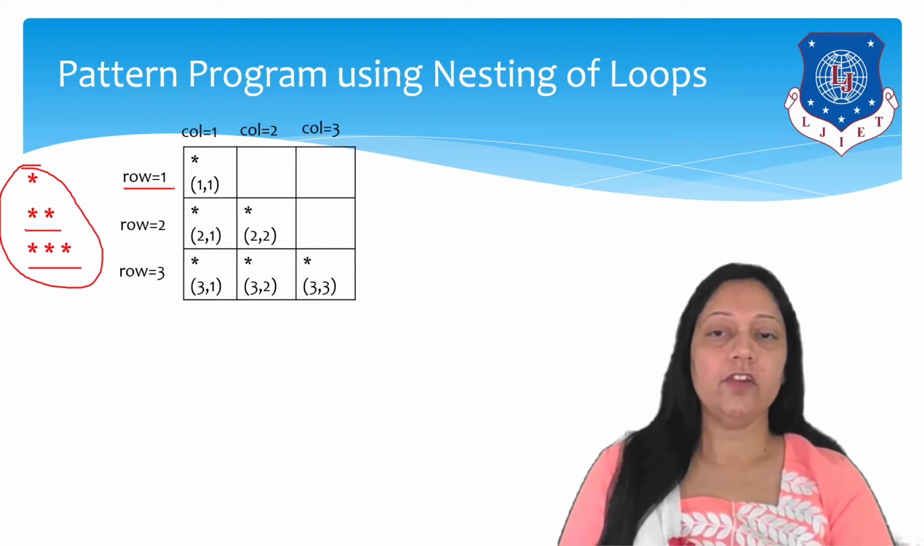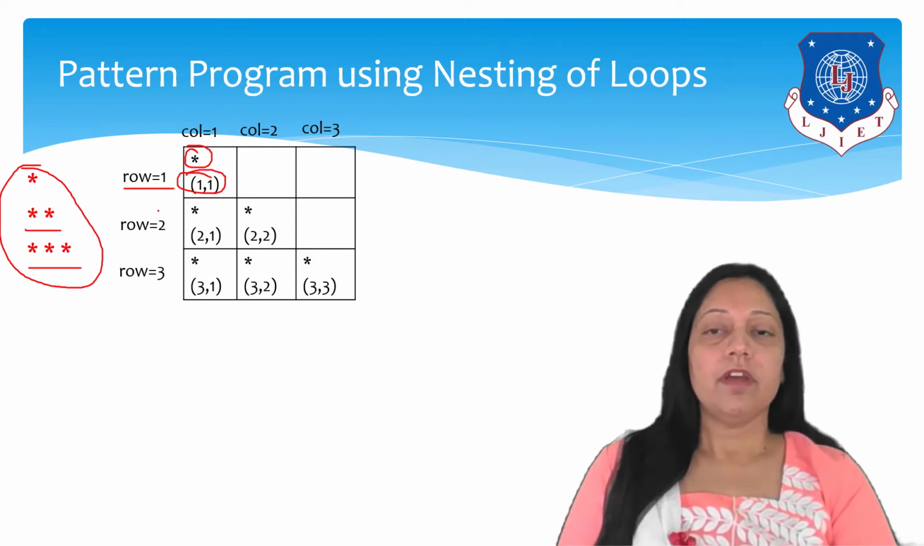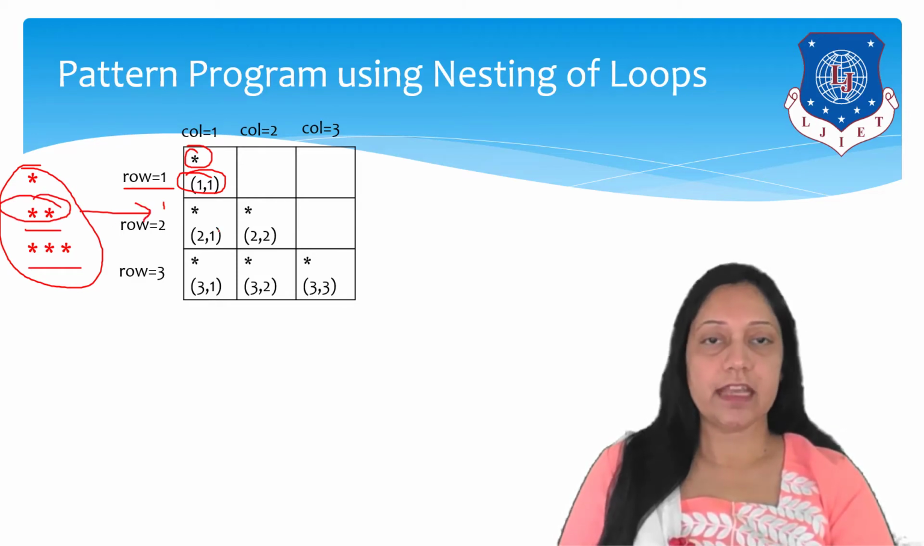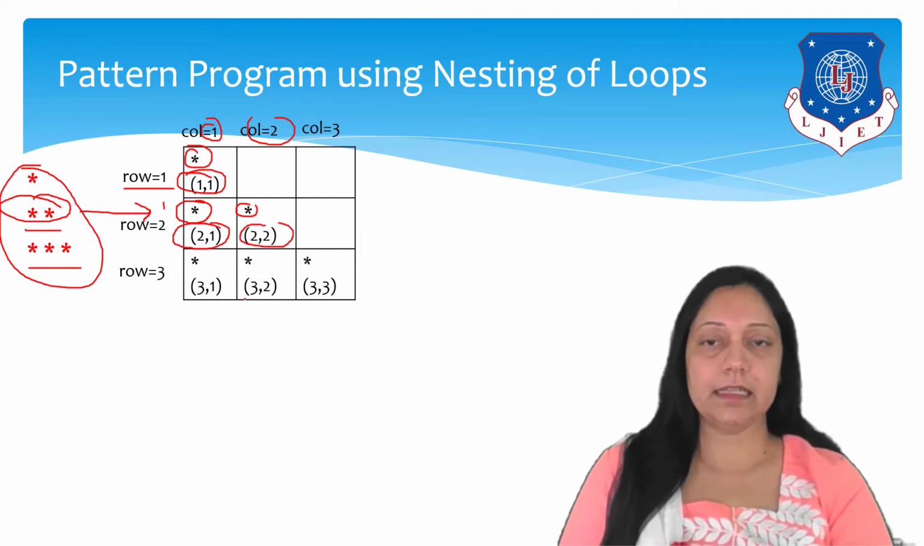You can see here in row 1 we are going to display 1 star. This particular cell means the row is 1 and the column is 1. When we come to the second row, the 1 star is printed in column 1 and the second star is printed in column 2. It means the cell is 2 for row and 1 for column. So 2,1 and 2,2 is the cell name.